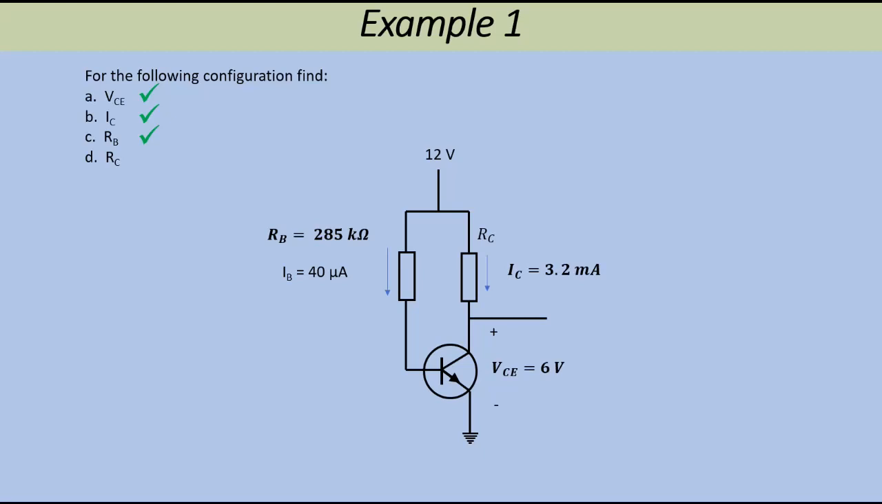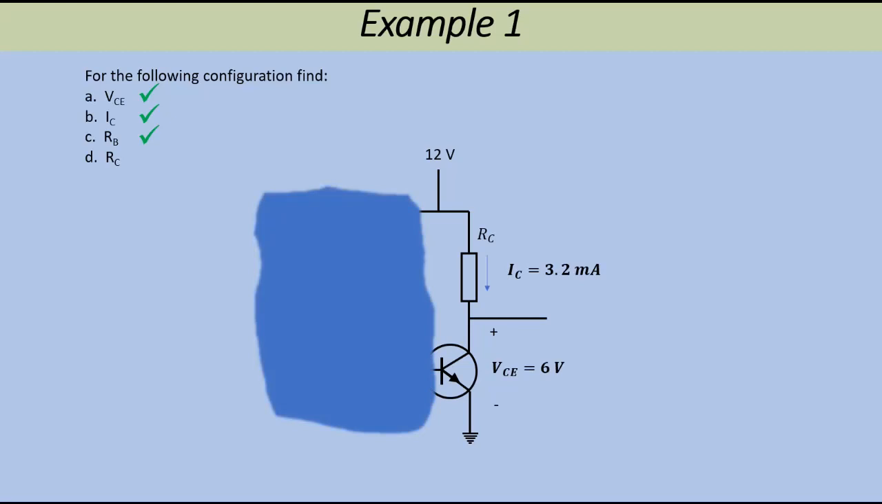So all we're left to do now is to calculate the collector resistor. To do that, we're going to ignore the base side of the circuit and focus on the collector side, and once again apply Kirchhoff's law, which is that the 12 volts has got to equal the sum of the voltage dropped across the resistor RC, which is IC times RC, plus the voltage between the collector and the emitter, which is VCE, and in this case it's 6 volts. So we can write down IC RC plus VCE must be equal to 12. That's 3.2 times 10 to the minus 3 times RC plus 6 equals 12.